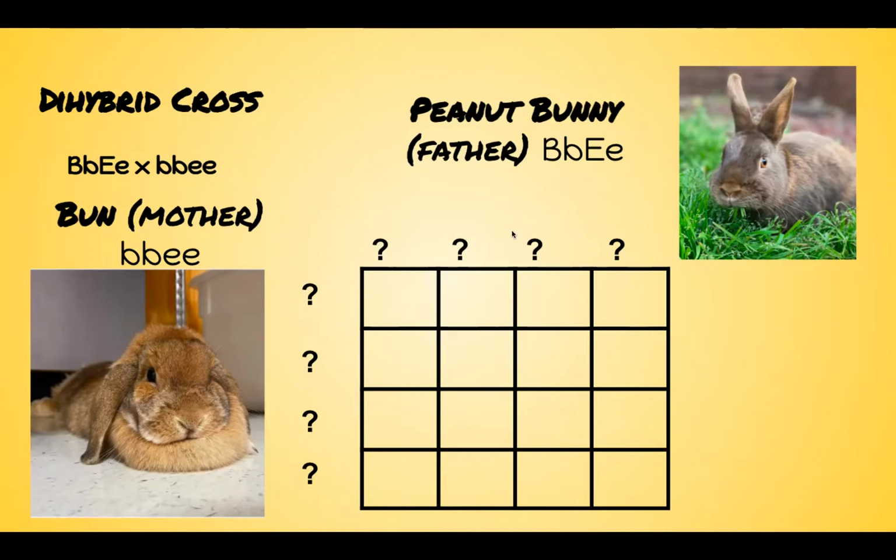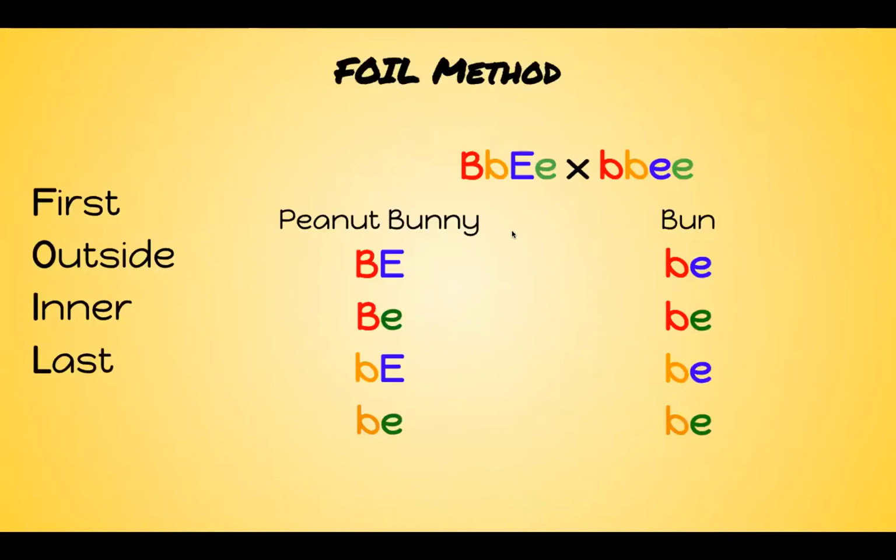So let's check. We are going to use the FOIL method. Now this is a lot more simple than it looks, so don't worry. So with the FOIL method, you are going to go with the first trait, then the outside, the inner, and the last. So focus right now on just Peanut Bunny. And I have Peanut Bunny's genotype right here for the cross. So we have the fur and then we have the ears, right?